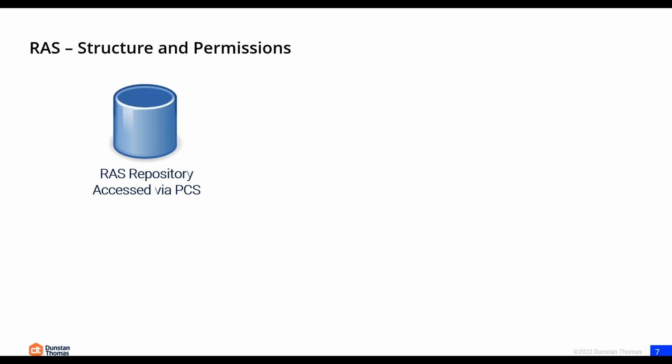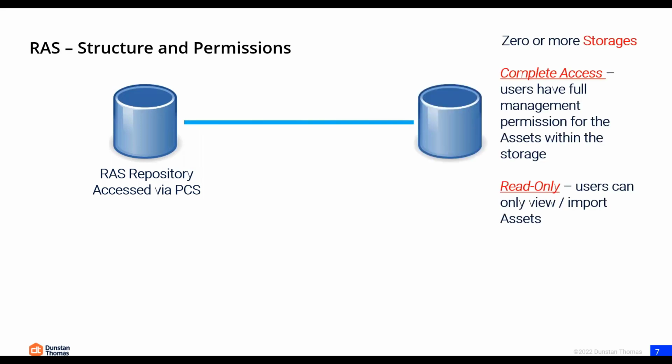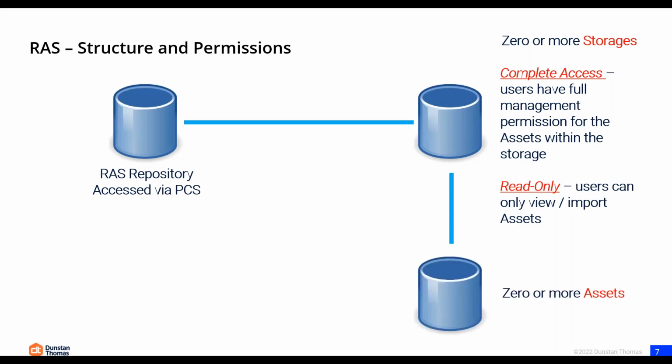The actual structure and permission of a reusable asset service is you have the RAS repository, and this is divided into a number of storages. A storage is regarded as a section, a subdivision of the RAS repository. These have two passwords, which are assigned when the storages are created. There's complete access and there's read-only access. The storage can have 0 or more assets.